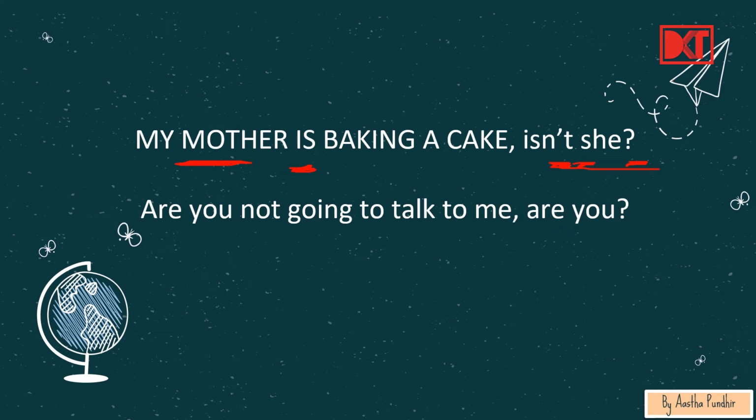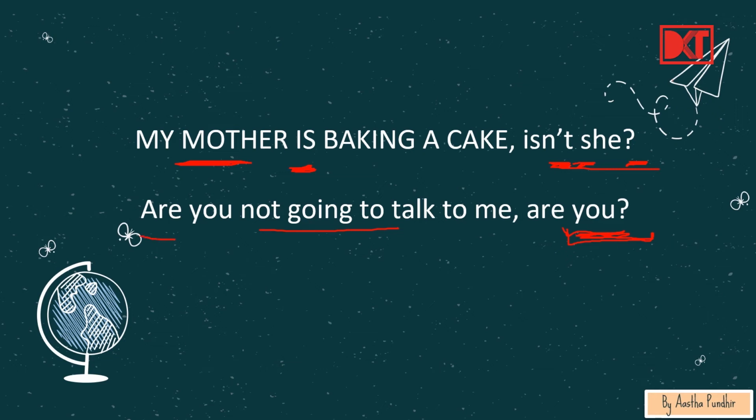Then we see our next example. Are you not going to talk? Sorry, you are not going to talk to me, are you? So here first of all you see it is a negative statement. Alright, and the question tag is positive. Negative statement and positive question tag. And are you? It is formed at the end, asking for a sort of confirmation that do you agree or not with whatever I'm saying. Alright.